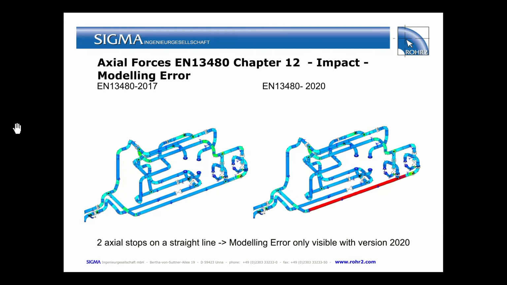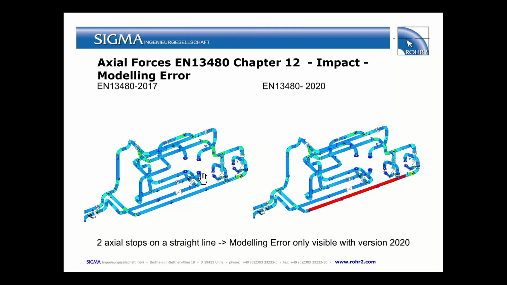But if we look at the situation with the modeling error, so here for example someone has forgotten two axial stops on the straight line, now we can see that there is a significant difference between the old version and the new version, and the new version will directly show the stresses due to axial forces, and they will directly show up in the stress equation, and not only if you look at the support loads, which of course here are huge in this example. So this error could previously only be detected by looking at the support loads, and now it shows directly up in the stress equations.